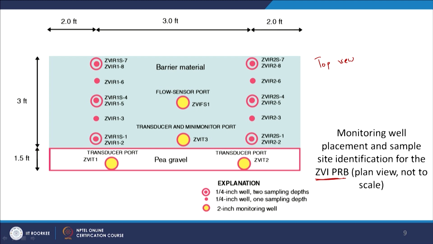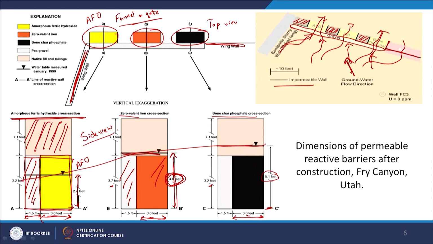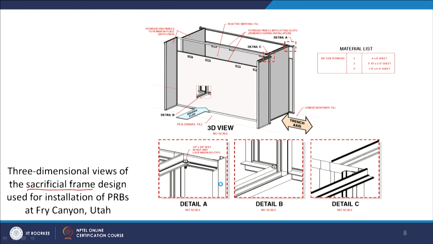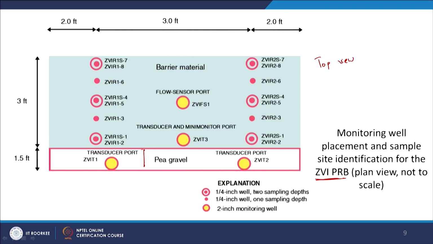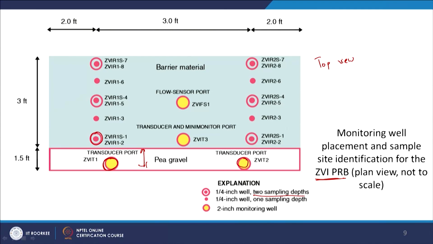As we looked at it earlier, what do we have here? We have 1.5 feet thick gravel, which is this, obviously, right. 1.5 feet thick gravel, and that's what you see out here. And obviously they have a monitoring well within that particular gravel to look at the influent concentration of the contaminant, right. And then they have monitoring wells, different kinds, as in 2 sampling depths, 1 sampling depth, right. So different kinds of monitoring wells inside the PRB, right.